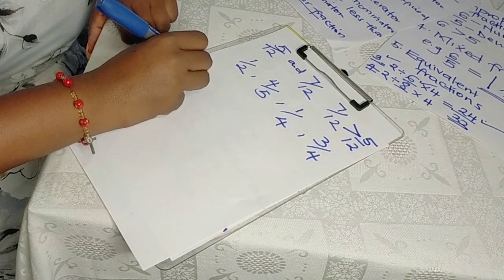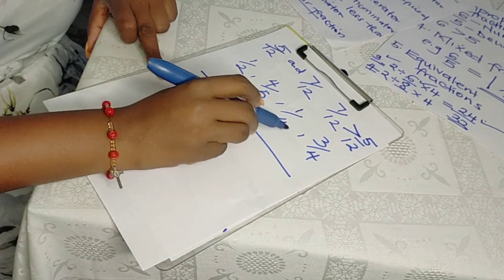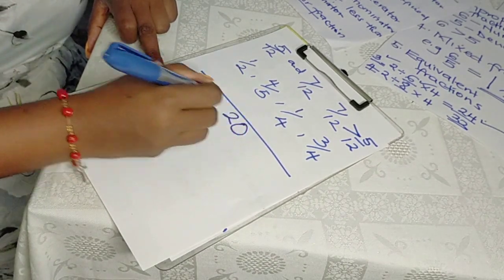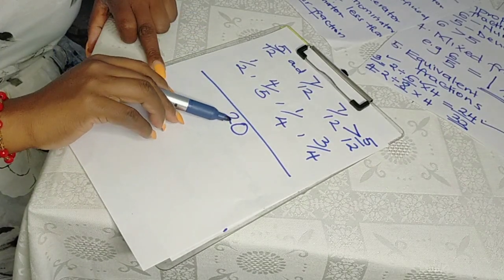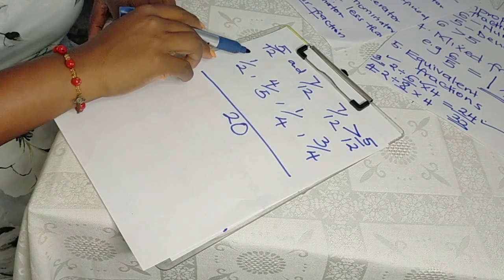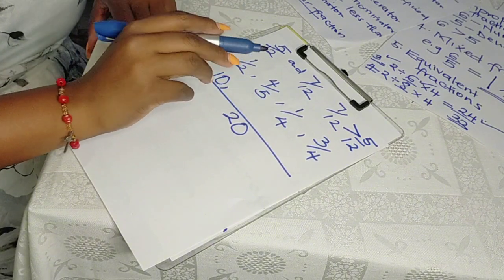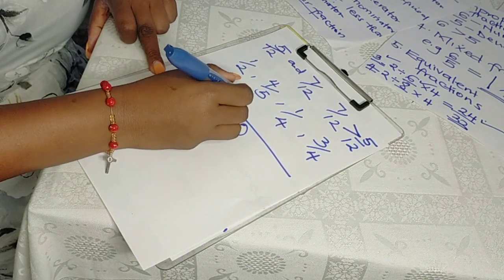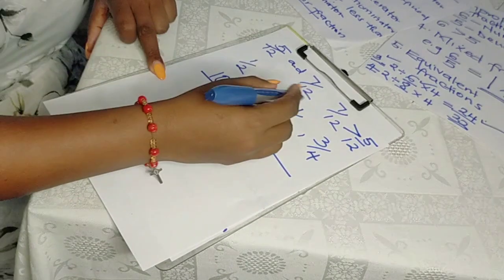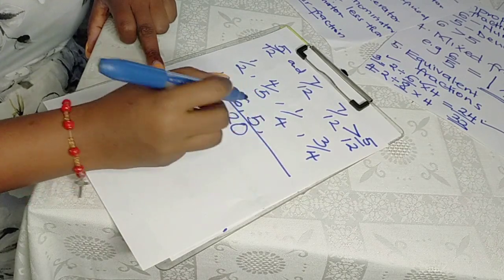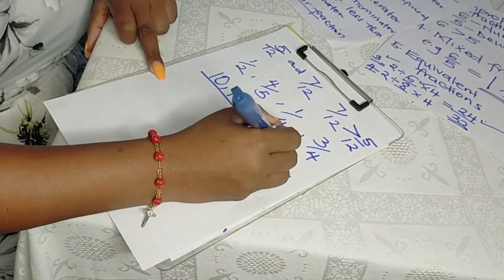You first of all find the LCM of the denominators. Looking at 2, 5, 4, 4, the LCM will be 20. You put them under the same denominator, then you compare the values. So, 20 divided by 2 is 10, times 1 is 10. 20 divided by 5 is 4, times 4 is 16. 20 divided by 4 is 5, times 1 is equal to 5. Then 20 divided by 4 is 5 again, times 3 is equal to 15.